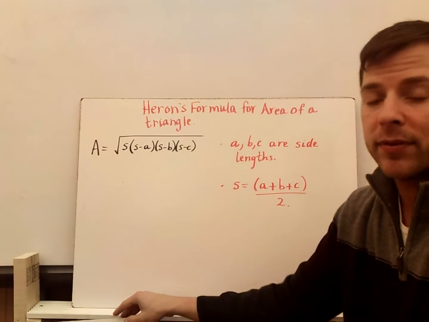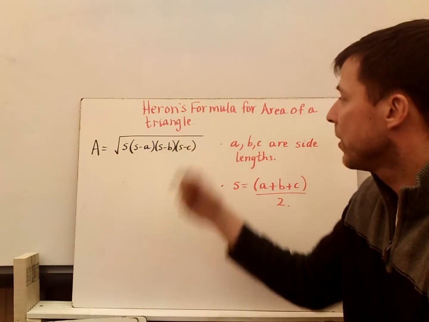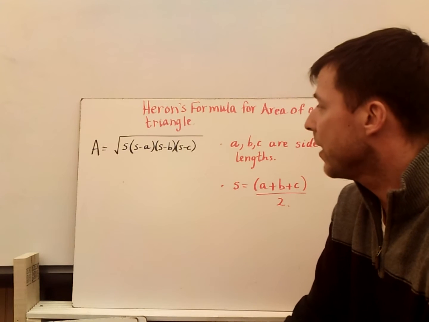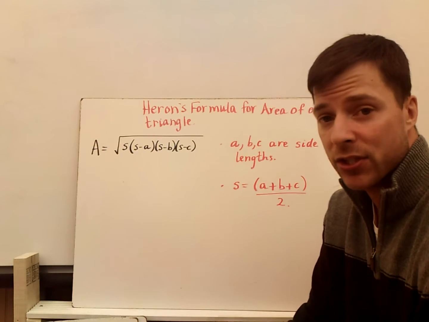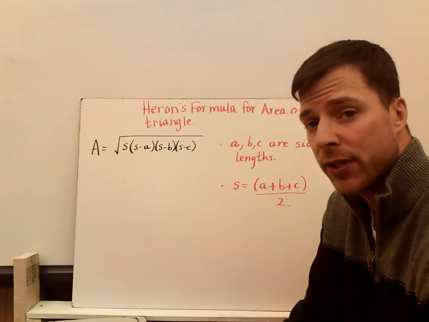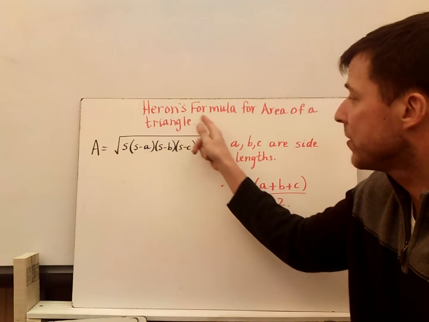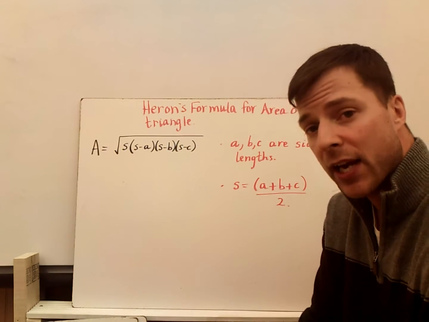Now, another type of area we can find is from a Greek, I believe he's Greek, mathematician named Heron. Some textbooks actually call him Hero. I think our Blitzer textbook calls him Hero. It's Heron's formula, and it's for the area of a triangle.